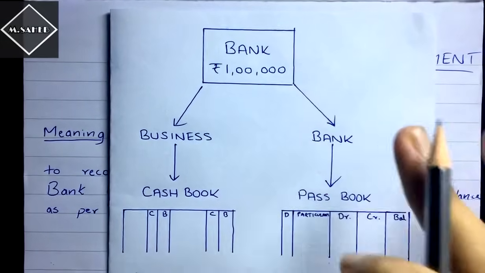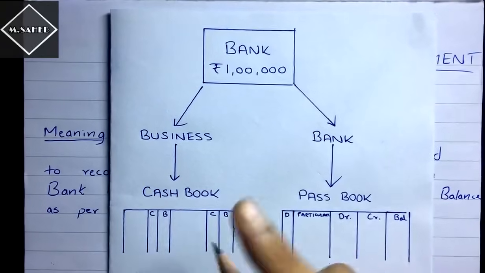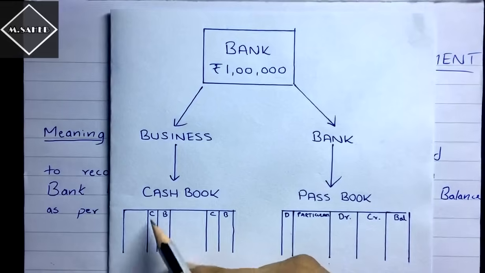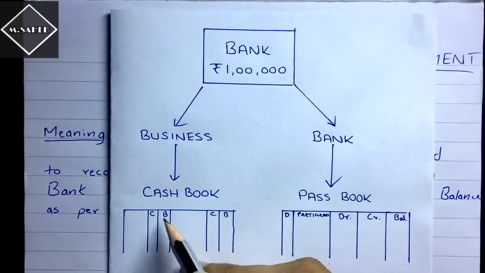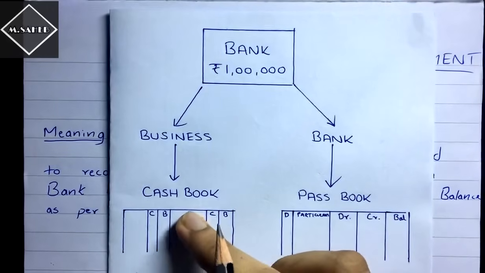So here we are only concerned about the bank column. We will ignore the cash column. It is not important to us, right? That is cash available at hand. This is cash at bank. This is more important to us, all right? Okay, so this is cash book. It is from the point of view of business.